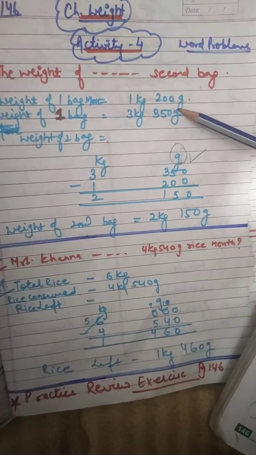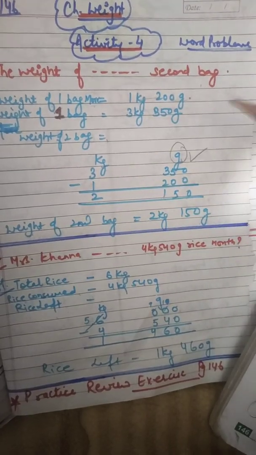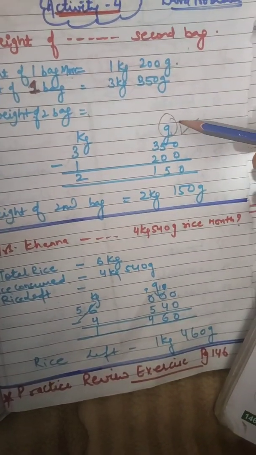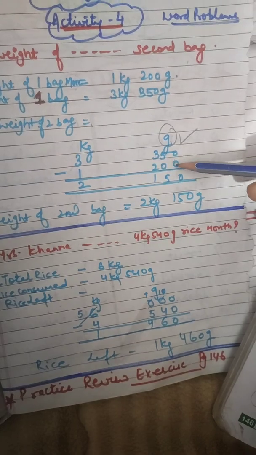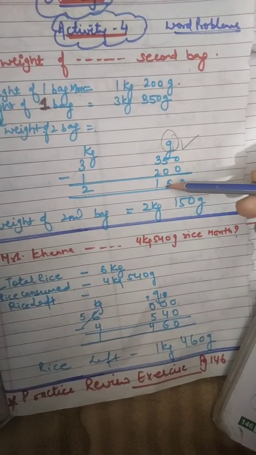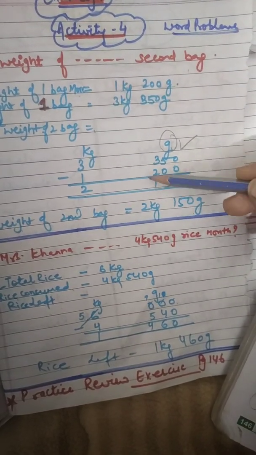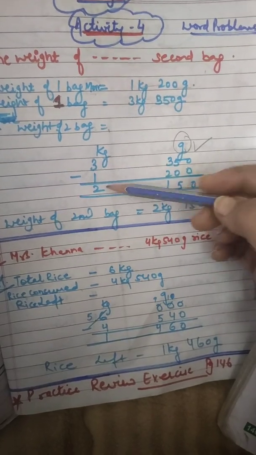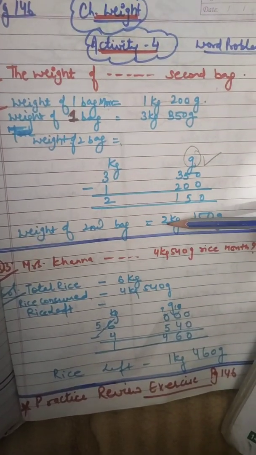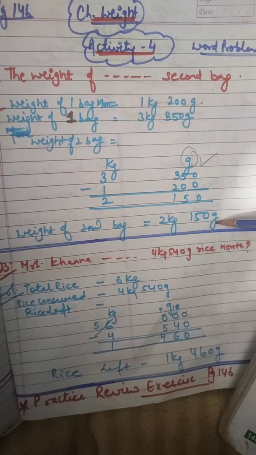Now 1 kg and 200 grams. Now subtract them. We will start subtracting from the gram side. 0 minus 0 is 0. 5 minus 0 is 5. 3 minus 2 is 1. 3 minus 1 is 2. So the weight of the second bag is 2 kg and 150 grams.